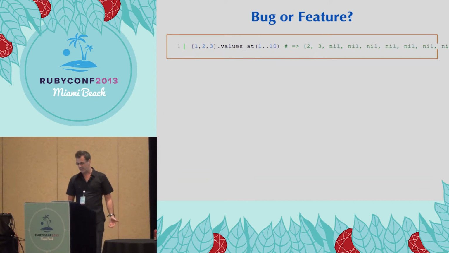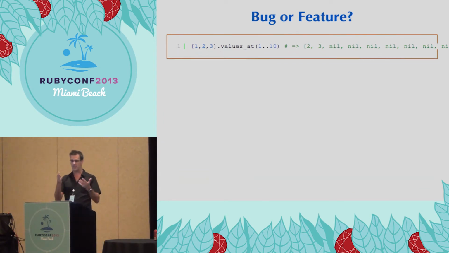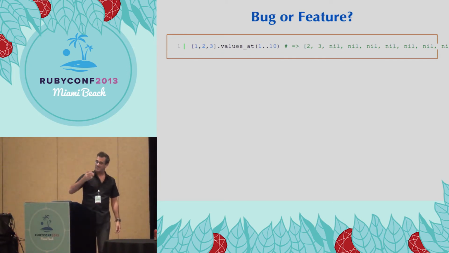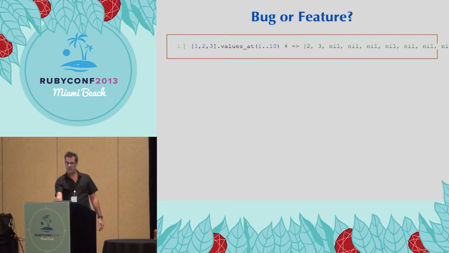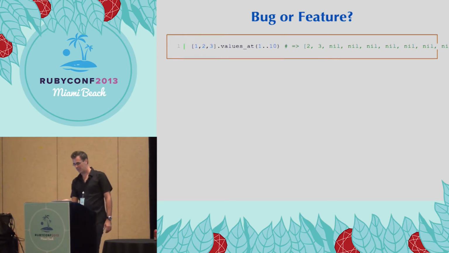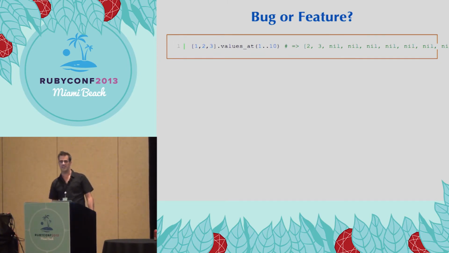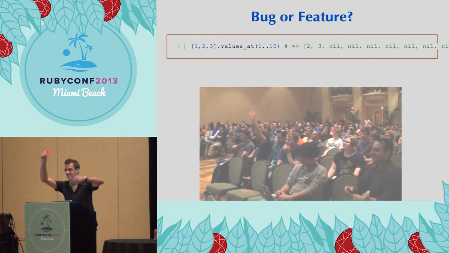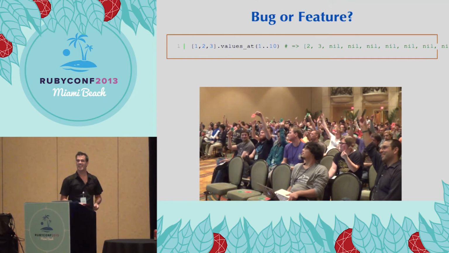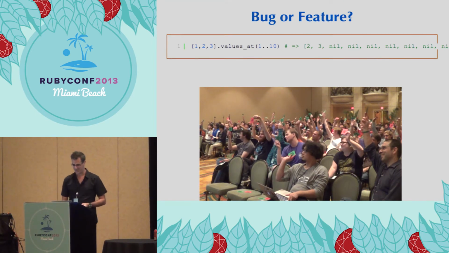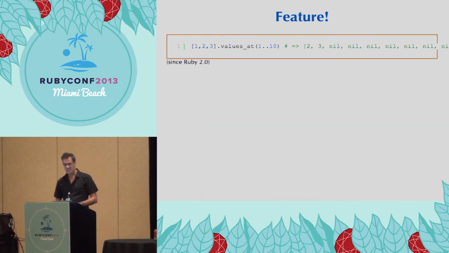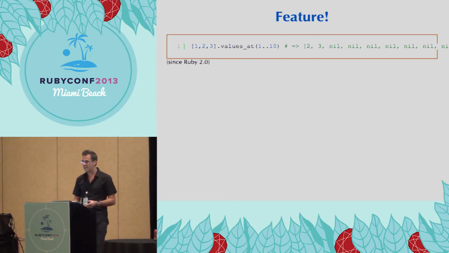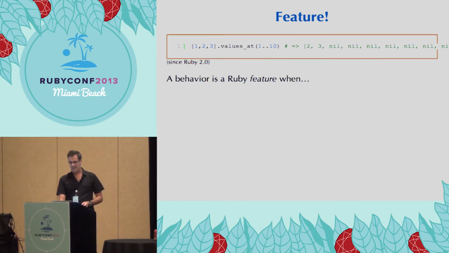Next question, of course, is, okay, do we want it to have any nils, or do we want a bunch of nils? So is this a bug if we modify Ruby so that it returns this, or is it a feature? Oh, lots of green. This is really good. So it's a feature since Ruby 2.0. And why is it a feature? Because Matz says so.